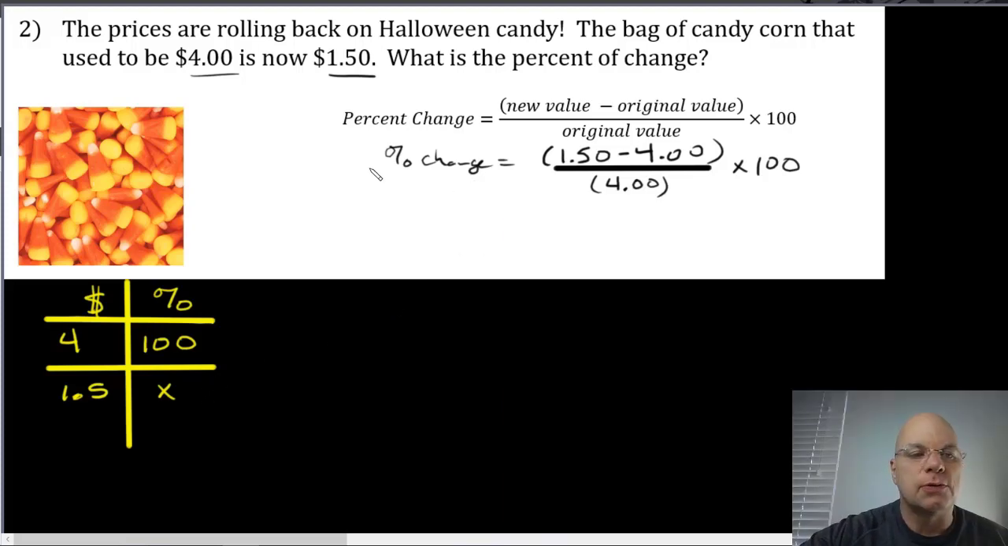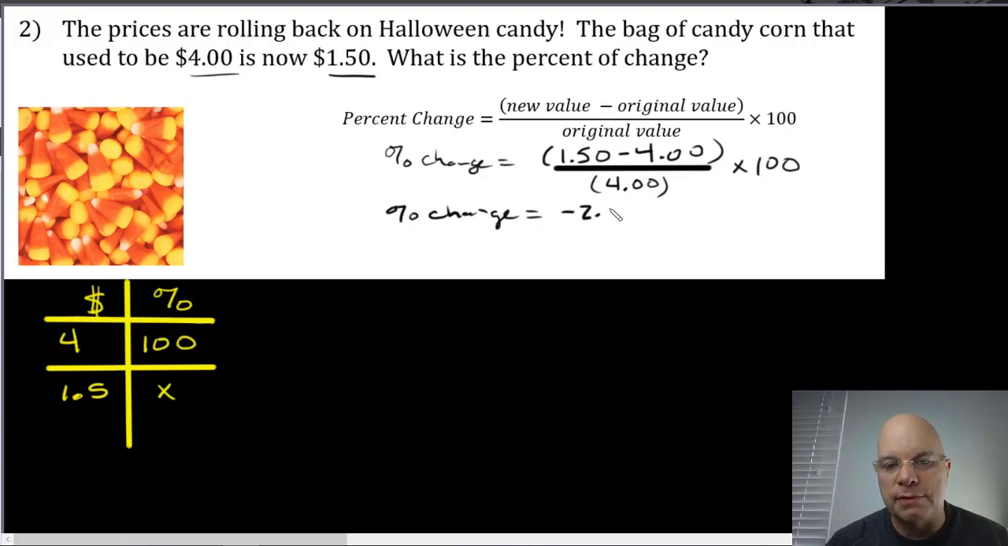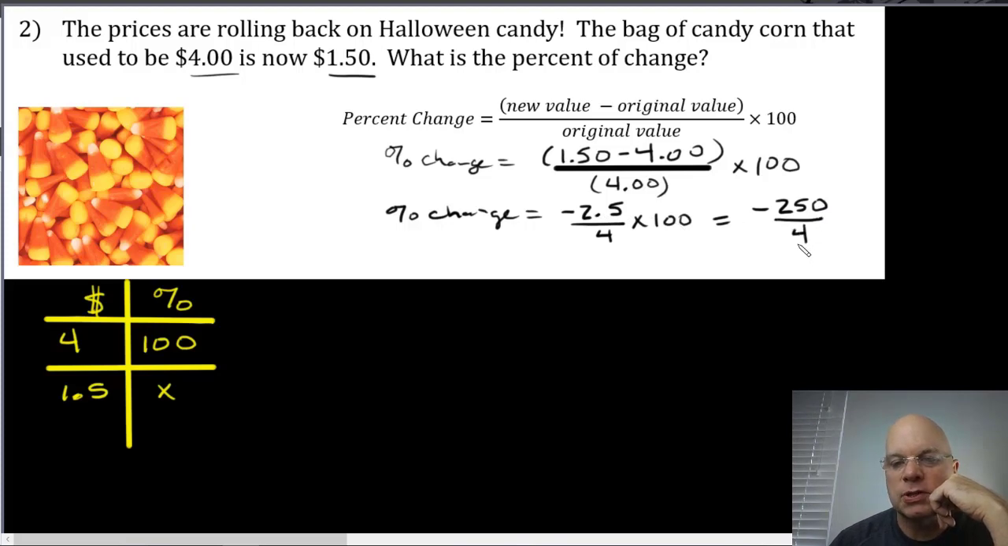Okay, if I continue with this formula, we get percent change is equal to negative 2.5 over 4 multiplied by 100. It'd be kind of easy just to multiply the 2.5 by 100, so negative 250, because then all I have to do is move this decimal 2 places to the right. So our percent change is going to be 250 divided by 4. It'll be negative, of course, because negative divided by positive is negative.